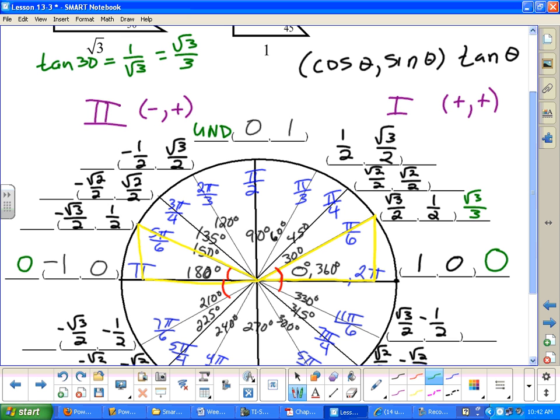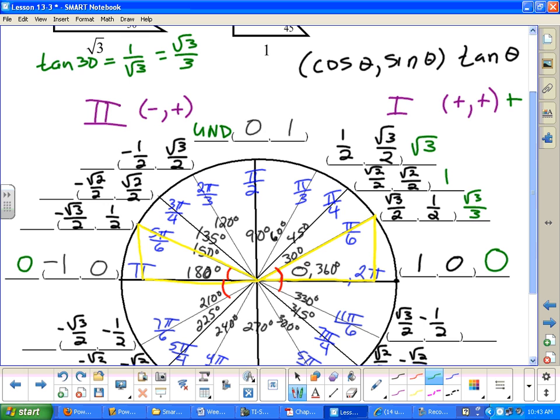Well, at 45, what's 1 divided by 1? 1. Okay, so at 45, it's 1. And at 60, the same thing happens, right? We switch the 1 and the square root of 3, and so we get square root of 3. All these numbers for tangent are what sign? Positive. Okay, so in the first quadrant, all 3 of them are positive.